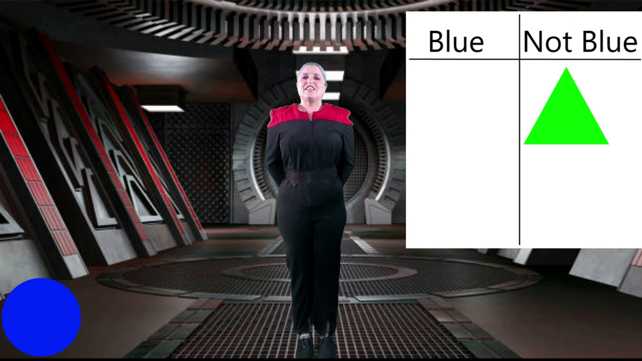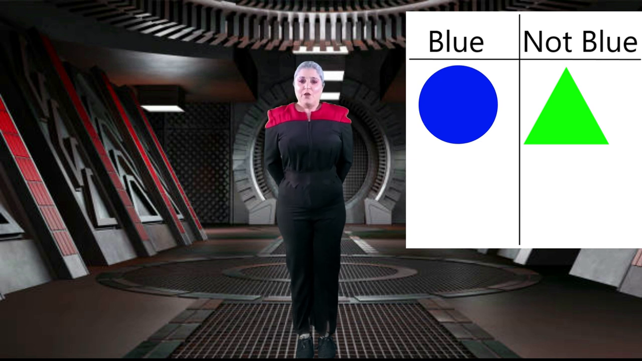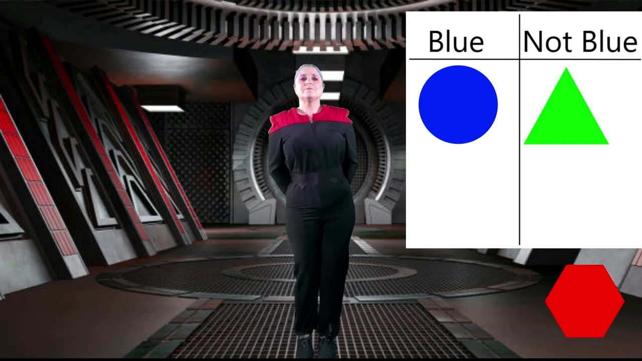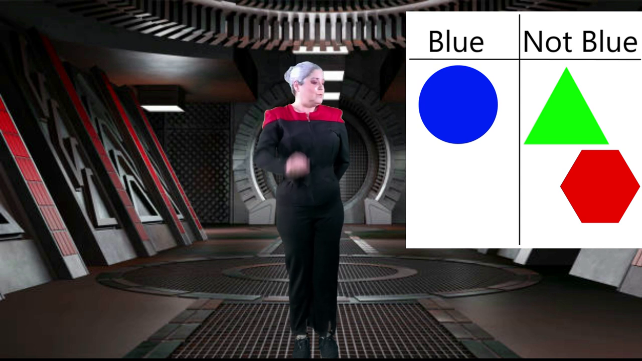Excellent. You have selected a blue circle. Where do you believe it should go on the Carroll diagram? Very good. You have placed it on the side that says blue. It is a blue shape. Next volunteer. You have selected a red hexagon. Where are you going to put it? Well done. You have put it on the side that says not blue. Because it, of course, is not blue.